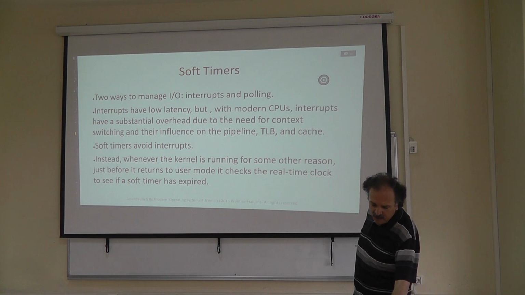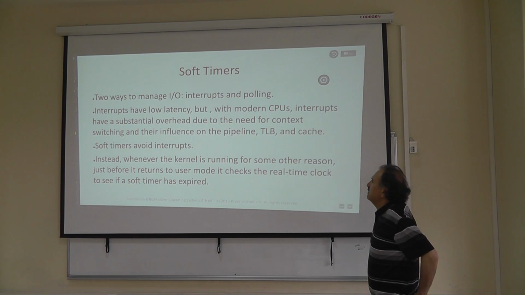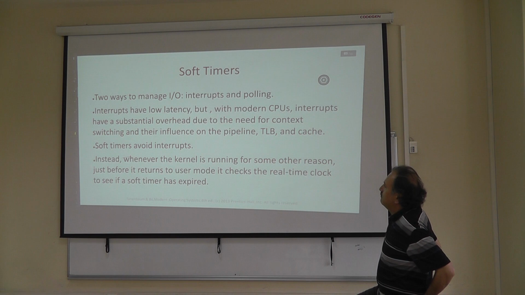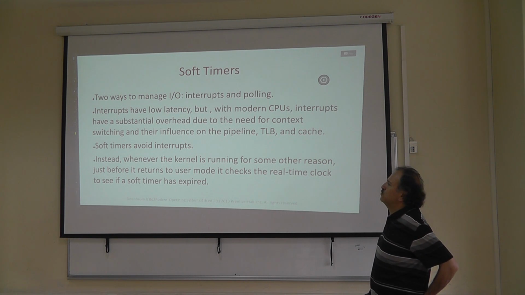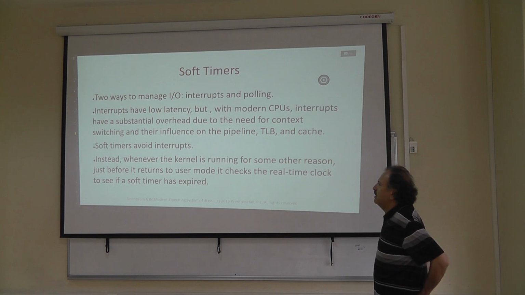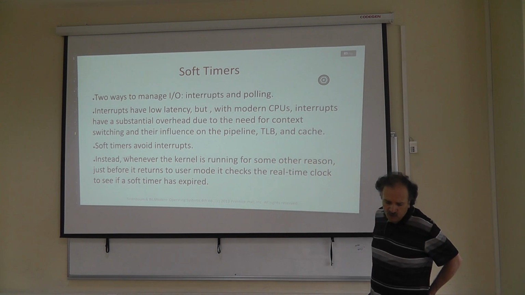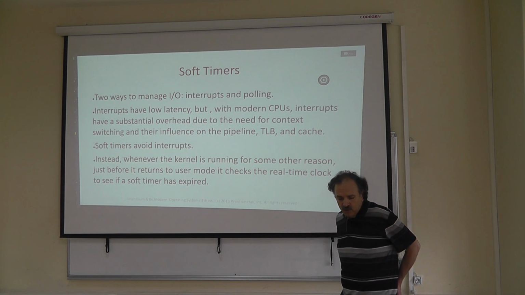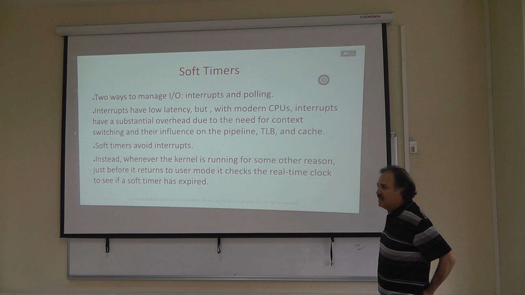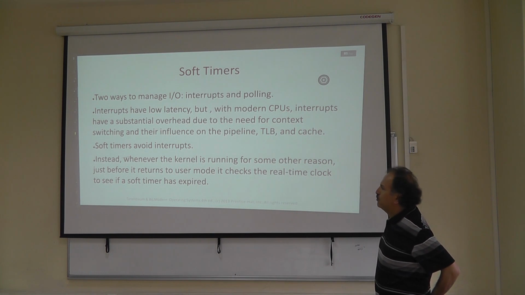What is the alternative to interrupts? Polling. Polling is very inefficient, much more inefficient than interrupts, because you have to wait until the I/O device is ready. You're wasting your CPU time. So instead of using interrupts and polling, somebody has suggested that let's use soft timers to avoid interrupts. In soft timers, you don't produce an interrupt when the timer is ready to produce an interrupt.